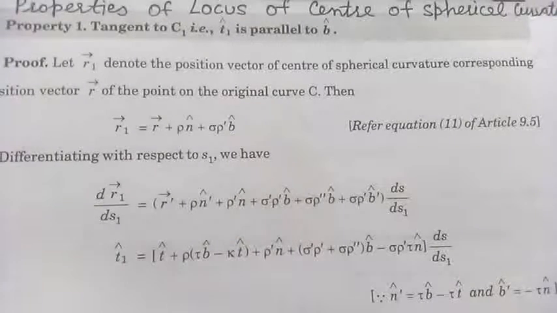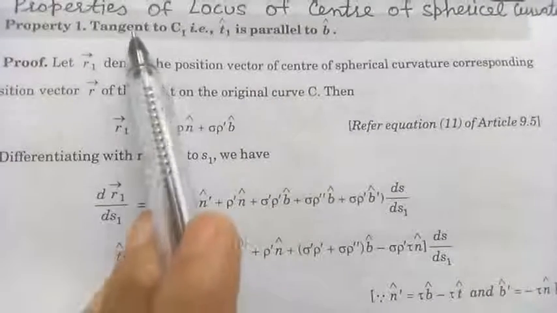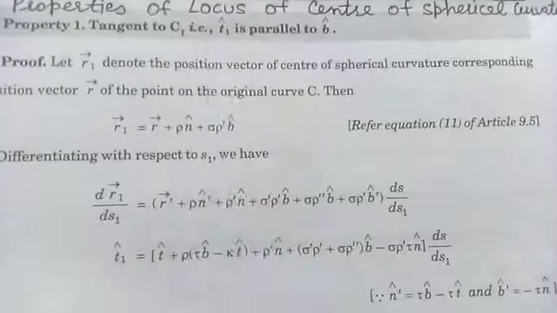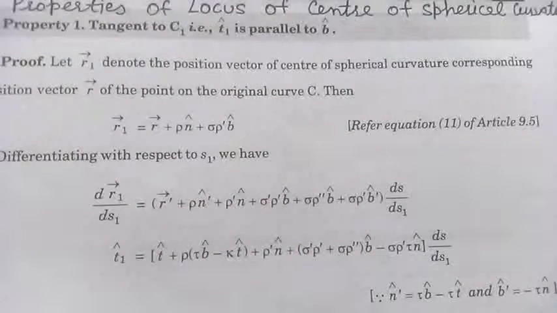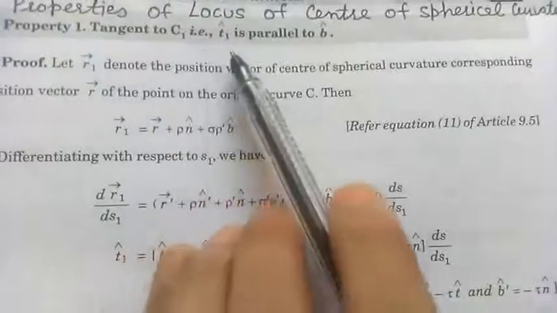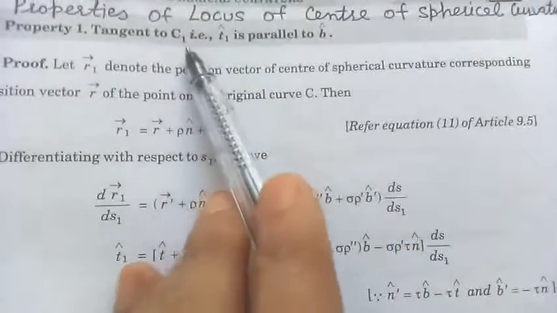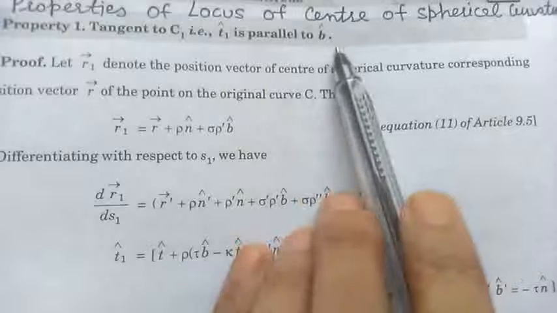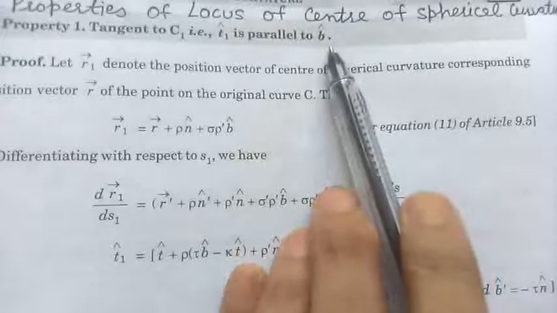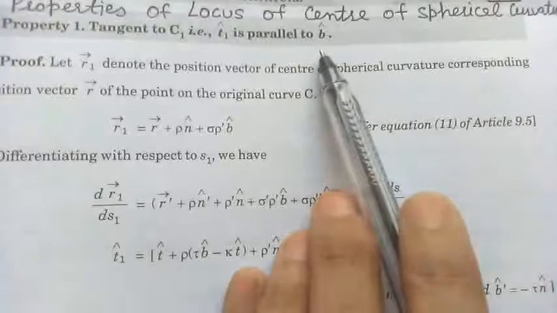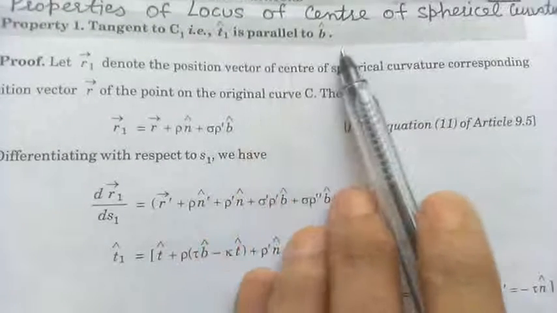So, the first property is to prove the tangent to C1. Here, C1 is the locus of center of spherical curvature. Tangent to C1 means T1 cap. We have to prove that the tangent to C1 is parallel to B cap, where B cap is the binormal for the original curve C. So we have to prove that T1 cap is parallel to B cap.